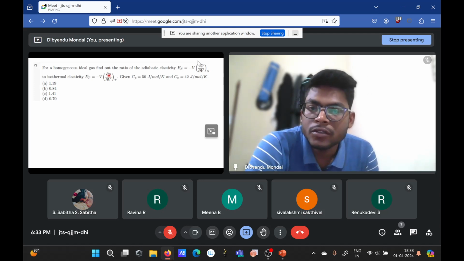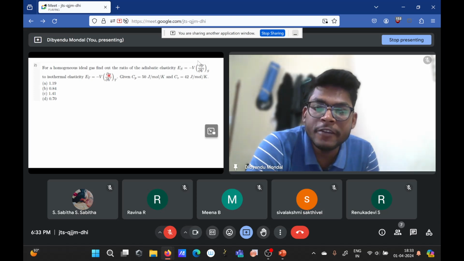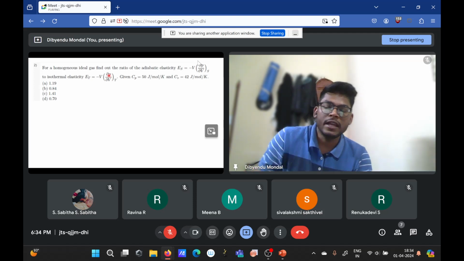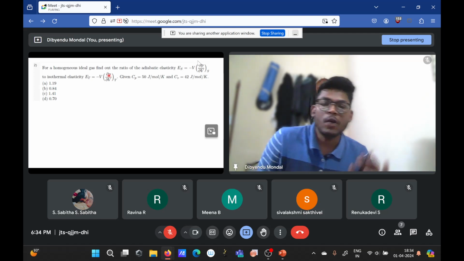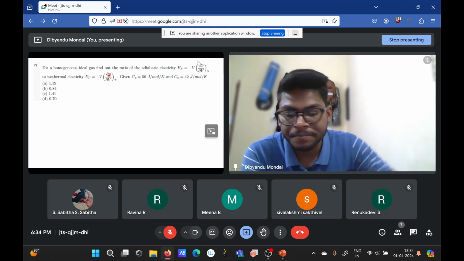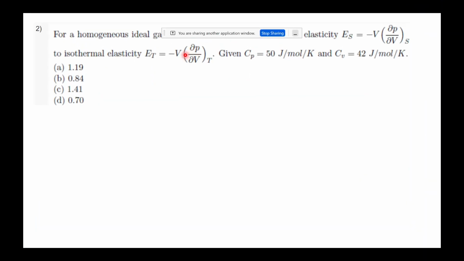Okay. So adiabatic elasticity ES is minus V del P del V at constant S. So adiabatic means S is constant, that's why constant S is there. Isothermal elasticity ET is minus V del P del V at constant T. Okay, these two terms are written. Now we have to find the ratio. Okay, so let me do this problem for you.